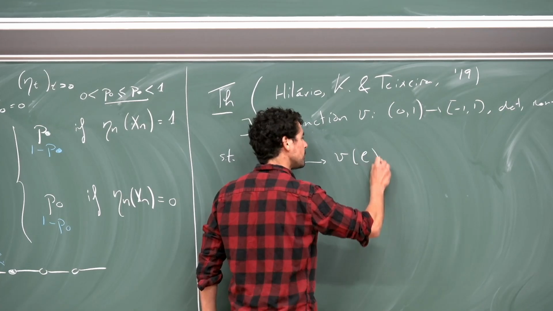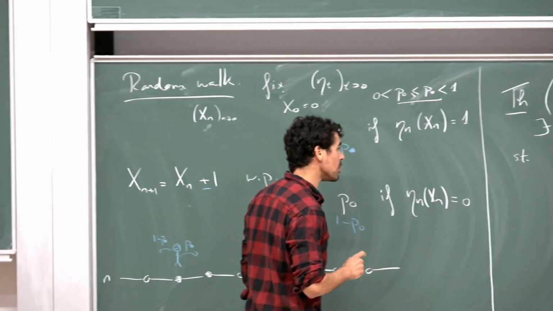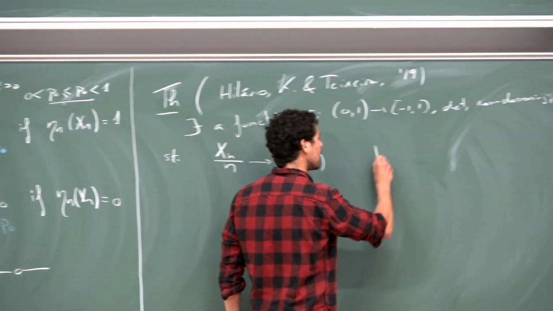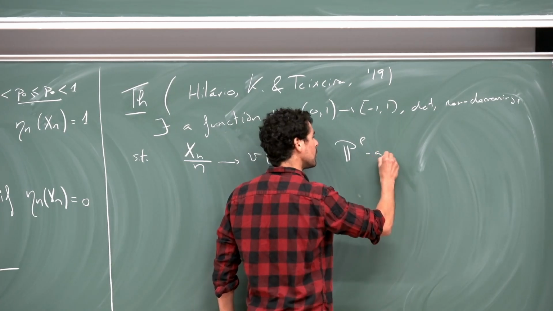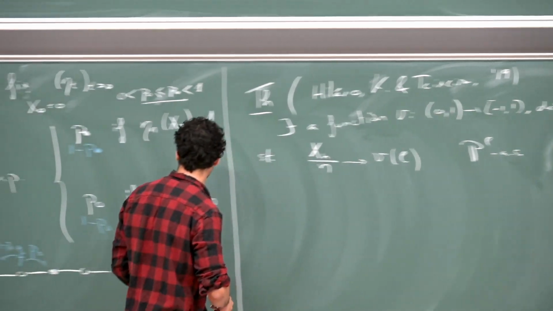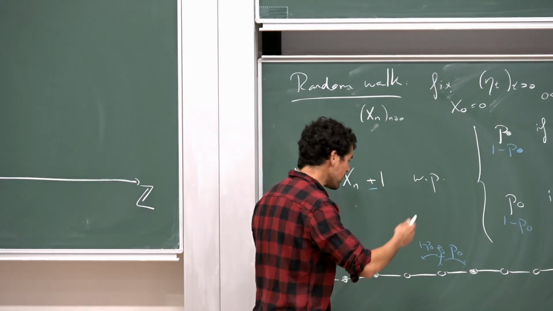For Xn over n, under the annealed measure. I forgot to talk about the two measures. But for a law of large numbers, it doesn't really matter. So what's the annealed measure?